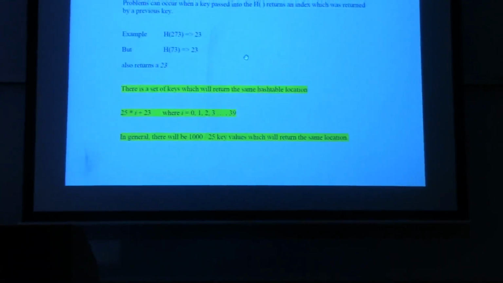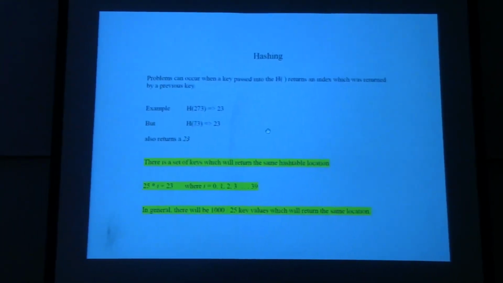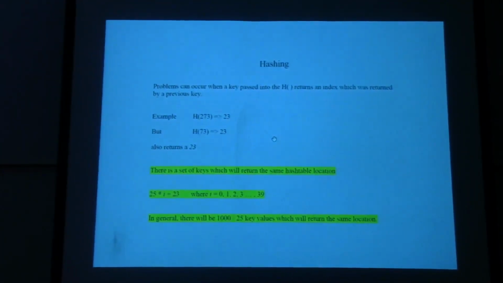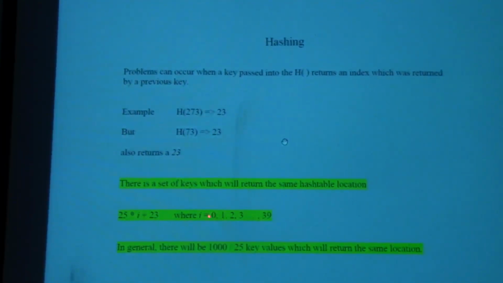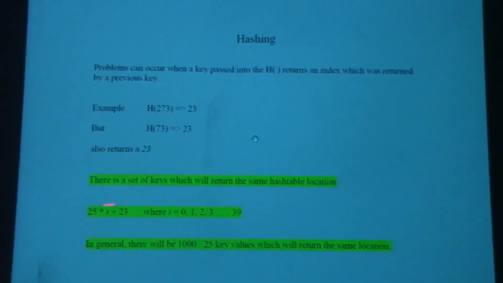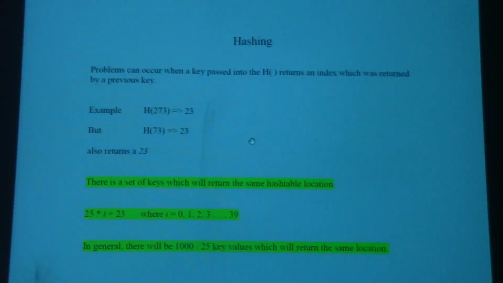Sweet spot. Okay. So actually, it turns out that there's a whole set of keys which will map to the same hash table location. In fact, anytime you have 25 times any integer i plus 23, all those will give me a remainder of 23. That includes, where i could be all these different values. So i is 0, you're going to have 23 maps to 23, because 23 modulo 25 is 23. 1 times 25 plus 23, right? That's going to be 48. That's going to map to 23. All of these are going to map to 23. And so there are 40 of them that are going to do that. Okay.